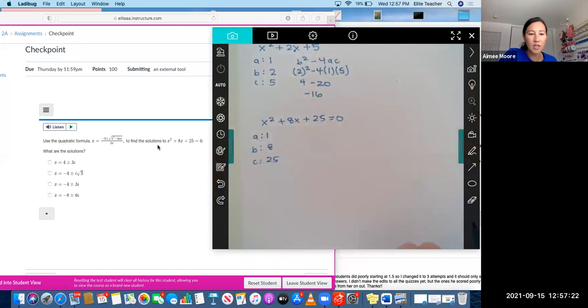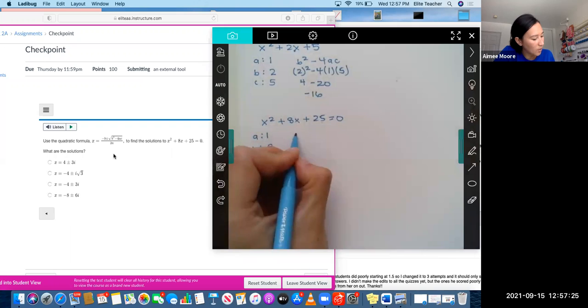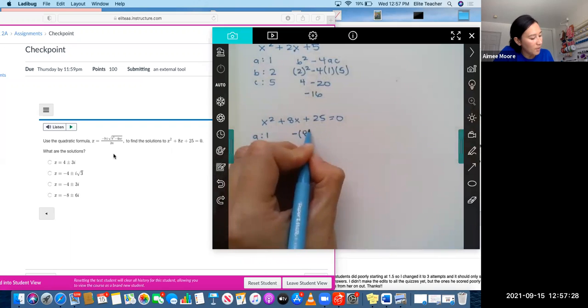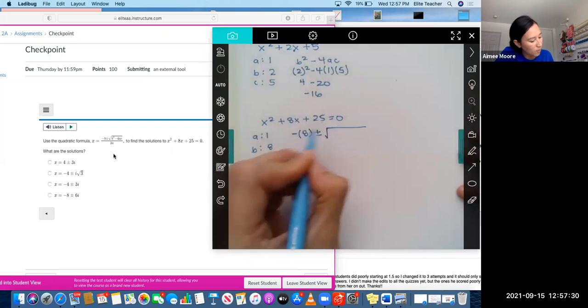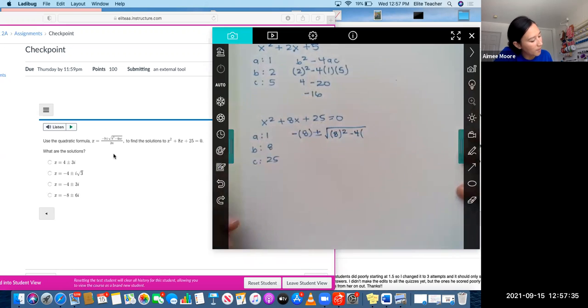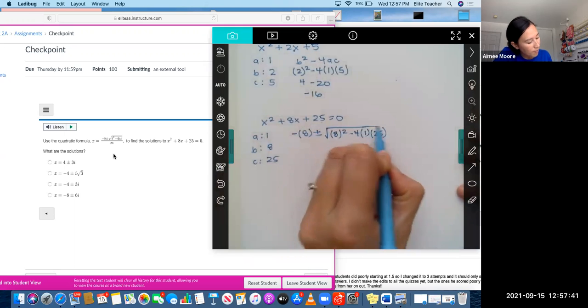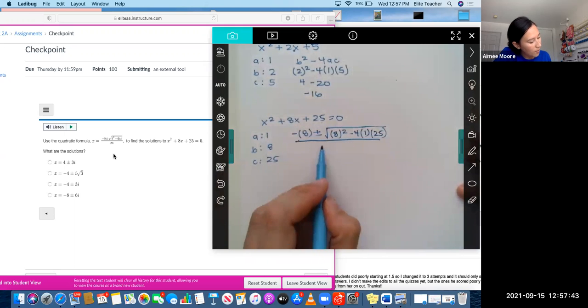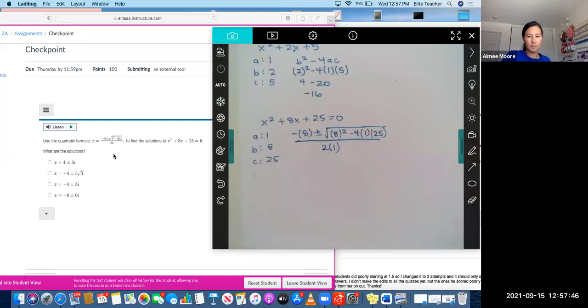And then we're just going to plug into our quadratic formula, which they gave us right there. So -b, which is -8, plus or minus the square root of b squared, which is 8 squared, minus 4 times a, which is 1, times c, which is 25, all over 2 times a, which is 1. All right, and then that's the hard part. Now we just have to simplify.